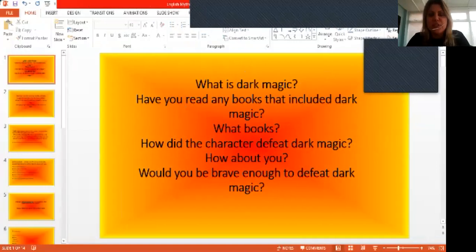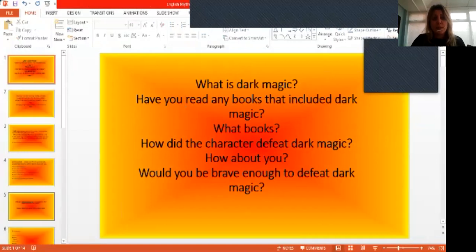It's all about myths and legends, or is it? Let's have a look at the first question in these slides. So, what is dark magic? Have you read any books that include dark magic? What kind of books? Can you remember the titles? Or have you heard a story about dark magic? What do you think? Would you be brave enough to defeat dark magic?